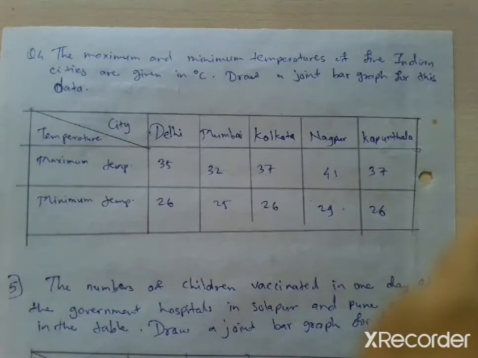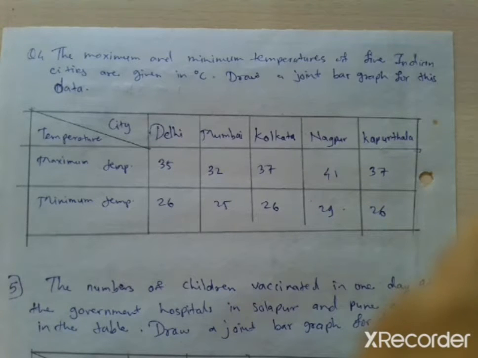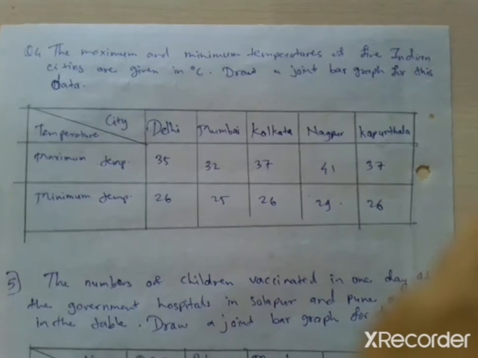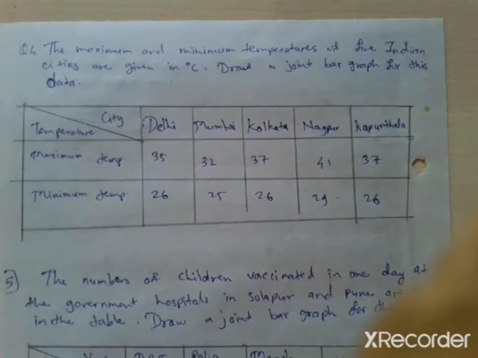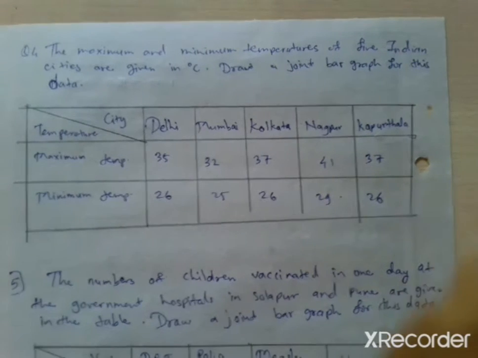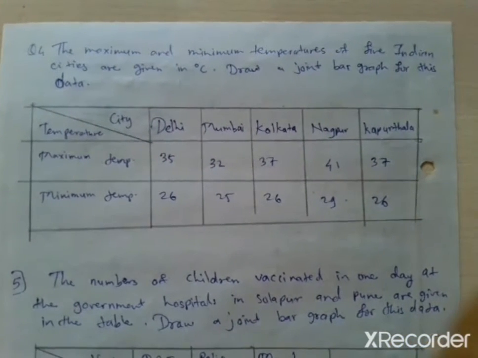So now look at your question number 4. In the previous video we learned 3 questions on joint bar graph. So question number 4, question number 5 and question number 6 are there. Of these, I am going to solve question number 4 and question number 5, and after that question number 6 you have to practice. Question number 4 and 5 I am going to explain here.